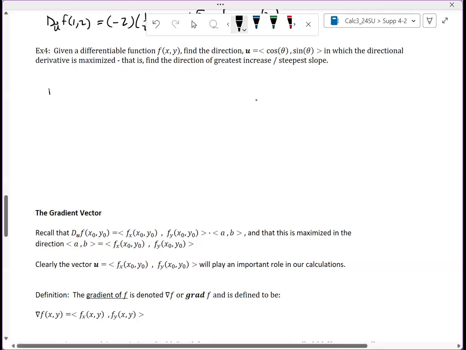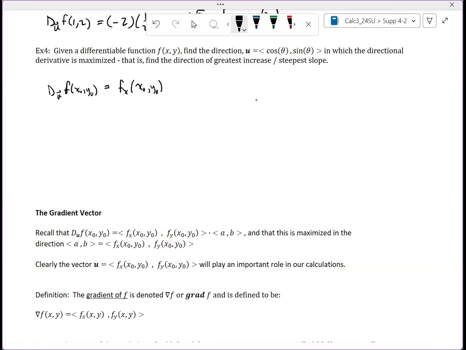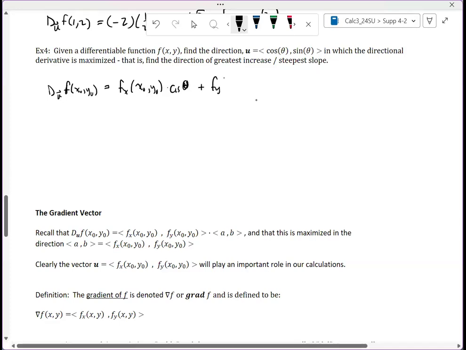Okay, well, the directional derivative we said was fx of x naught y naught times the first component of u. Again, u is a unit vector because it's cos theta, sine theta, so we're good there. We do always want to check that, though. We don't want to start plugging in values from a vector that's not a unit vector, but it is here. So times cos of theta plus fy of x naught y naught times sine of theta.